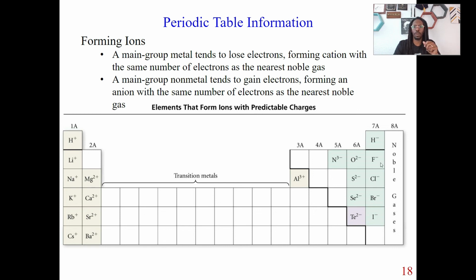And then we'll go over specifically why certain anions have a -1 versus a -2, and why certain cations have a +2 versus a +1. All right, stay with me, guys. We're going to get there.